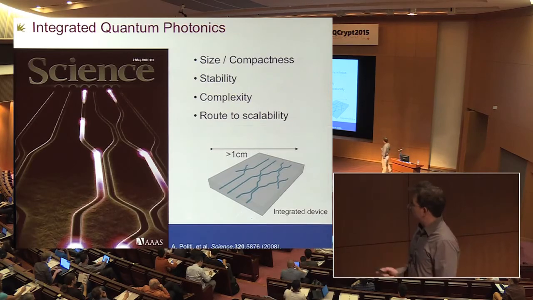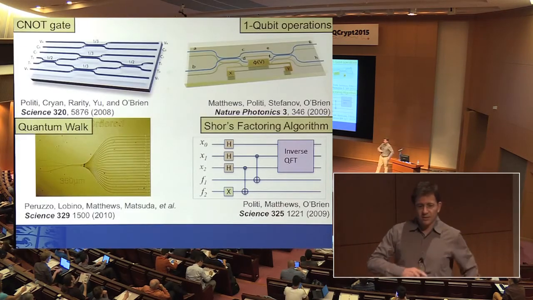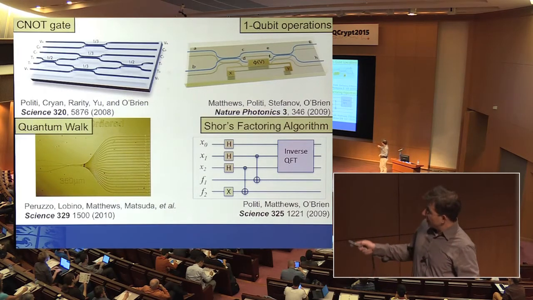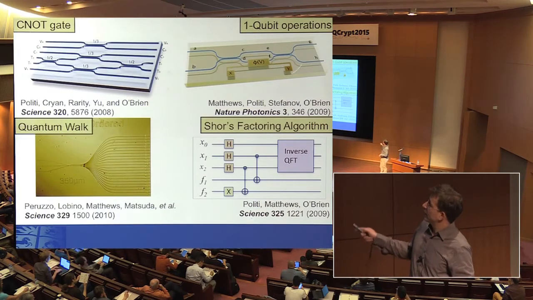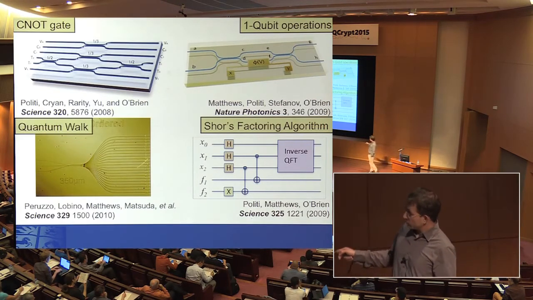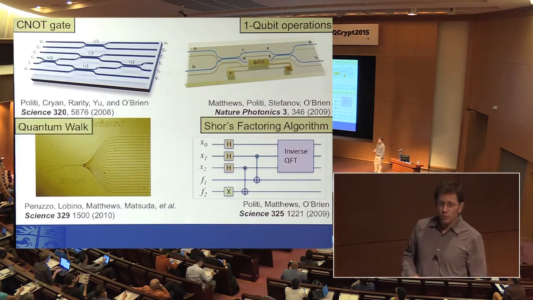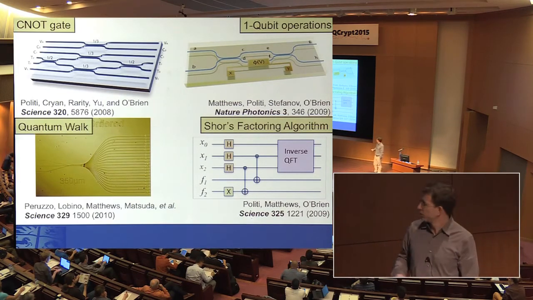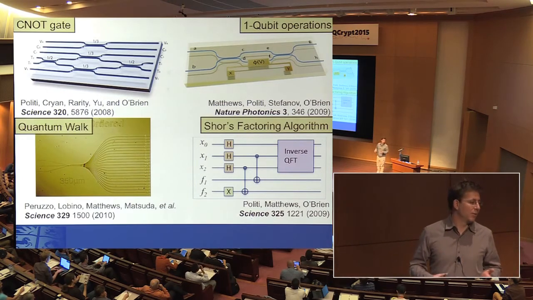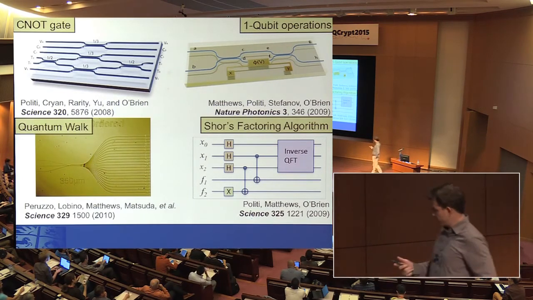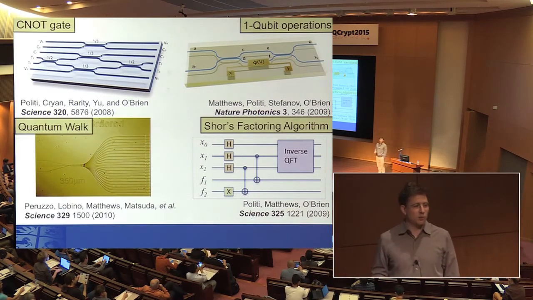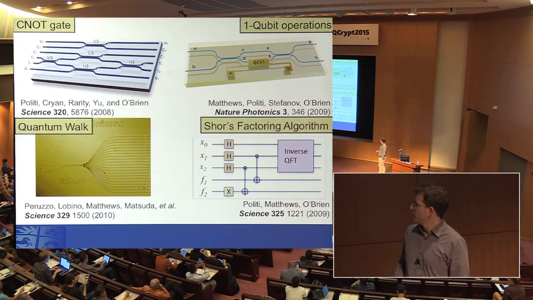Over the last several years, we've used this approach to realize a whole raft of different quantum information experiments. So things like logic gates, 2-qubit logic gates, 1-qubit logic gates in an integrated architecture, proof of principle quantum simulations, so looking at quantum walks of multiple indistinguishable particles, and being able to make more complicated circuits and doing things like proof of principle factoring algorithms. So a whole range of different experiments that we've done, and there's been a lot of experiments being done by other members of the community within this area.